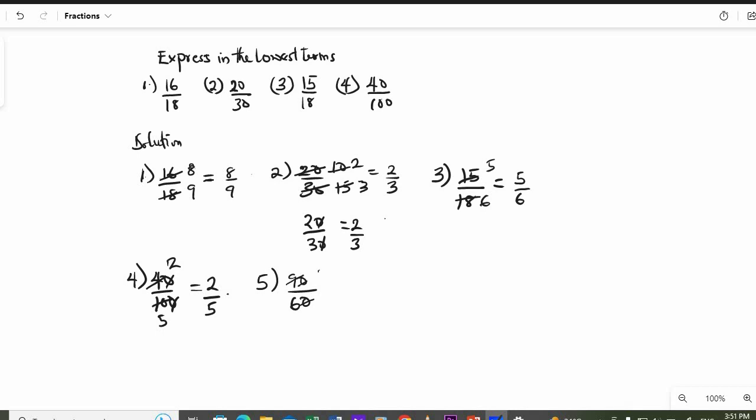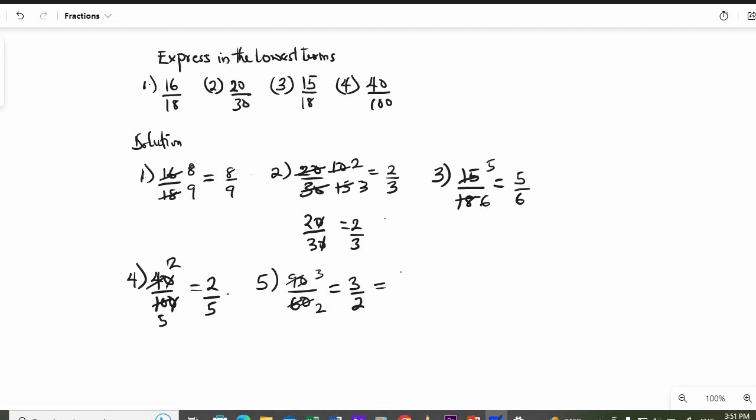So 9 divided by 3 gives 3 here. 6 divided by 3 gives 2. So this is 3 over 2. And we know that this is an improper fraction, right? Because the denominator is smaller than the numerator. So we can still express this as a mixed number. So remember what we do.